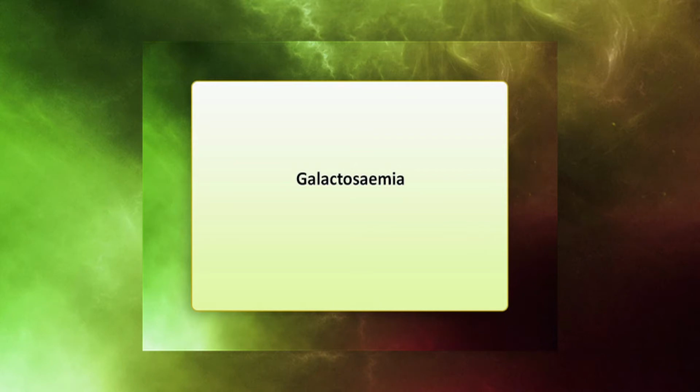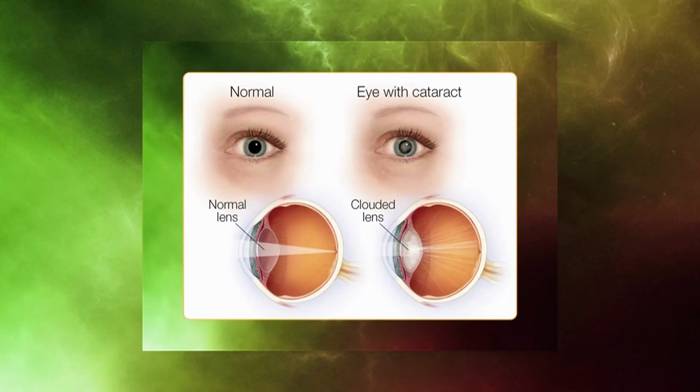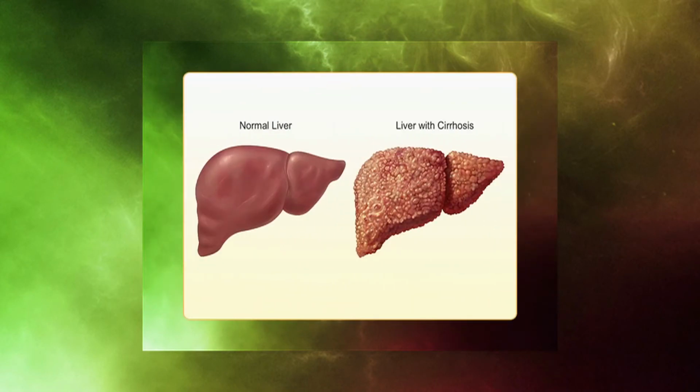Galactosemia. This is due to lack of an enzyme required to metabolize galactose. High levels of galactose are present, causing mental retardation, cataracts, and cirrhosis of the liver.